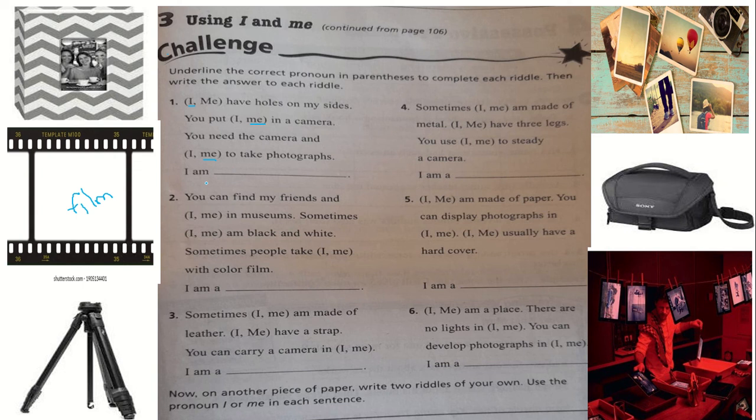Let's do number 2. You can find my friends and me in a museum. Sometimes I am black and white. Sometimes people take me with color film. I am a picture or photograph.